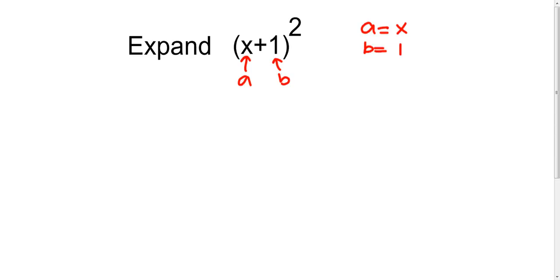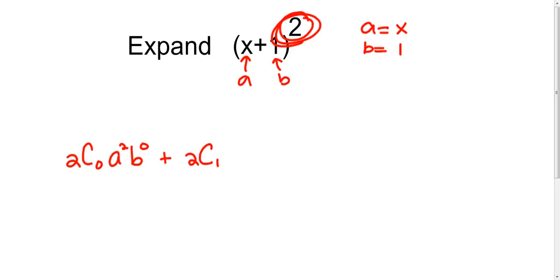And I'm basically going to use my rules that I just did before. Notice my exponent is 2. So when I get to my last row, I have two objects. I'm going to start with 2C0, A squared, B to the 0. The power on the A is always the same as the power that's up here. Then I'll go 2C1, A to the 1, B to the 1. Then we'll go 2C2, A to the 0, B squared.